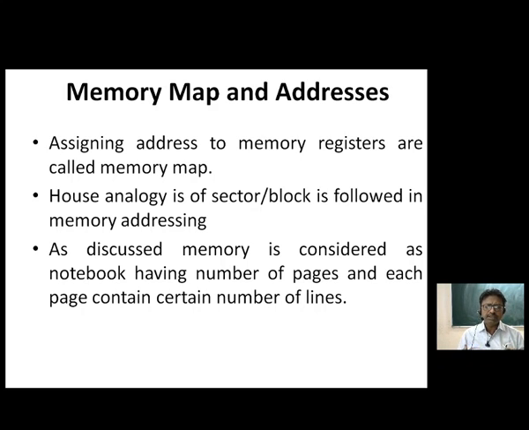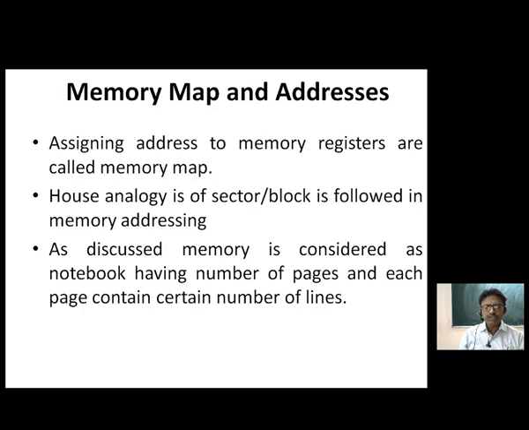Memory map is nothing but assigning the address of the individual register, as we used to assign the address of the individual houses present in a housing society. Let me give you an example. If 4 digits are used to represent the number of a house, and we divide the total number of houses into 100 sectors, each sector will have 100 houses, so you have 10,000 houses.